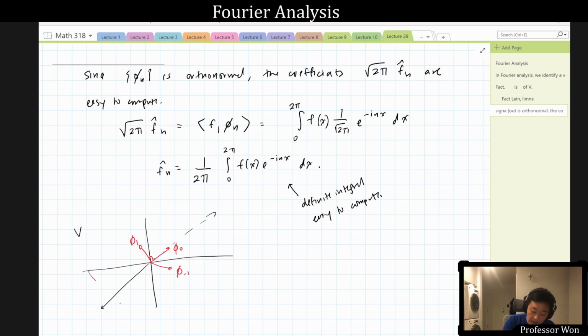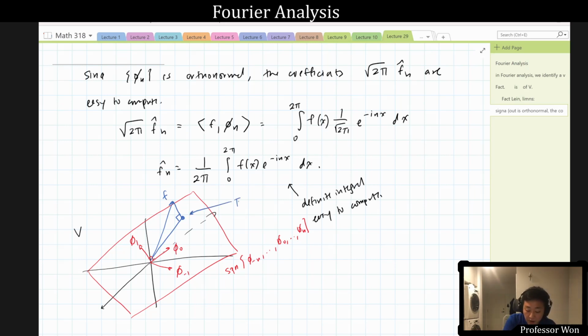But the point is that if you take the first n of them, say, the span of phi negative n, phi 0, phi n, it's 2n plus 1 dimensional, so it's a small dimensional subspace of V. And taking those terms in the Fourier series is like projecting your function onto this nice small subspace, right? So if f lives out here, but you project it to this vector, this is the Fourier approximation.